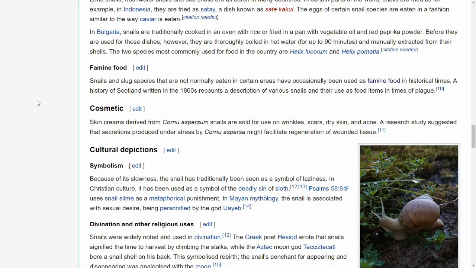Oh, let's see what this is. Famine food. Snails and slug species that are not normally eaten in certain areas have occasionally been used as a famine food in historical times. A history of Scotland, written in the 1800s, recounts a description of various snails and their use as food items in times of plague.